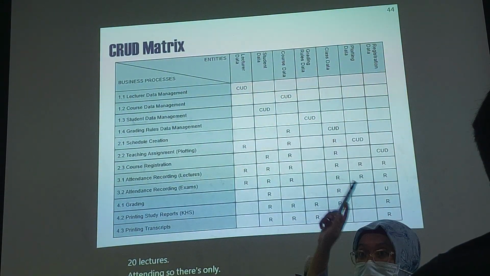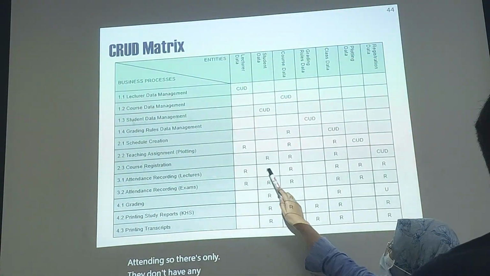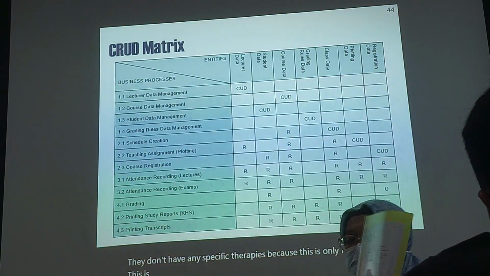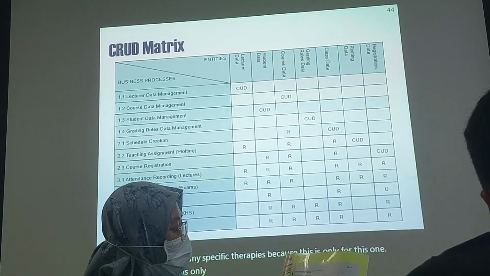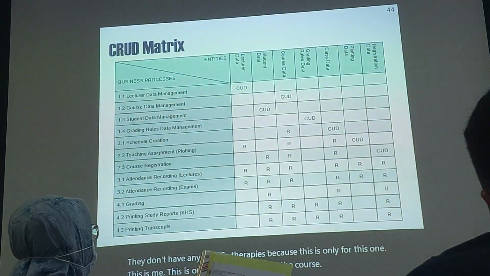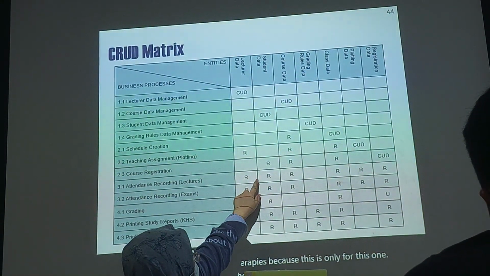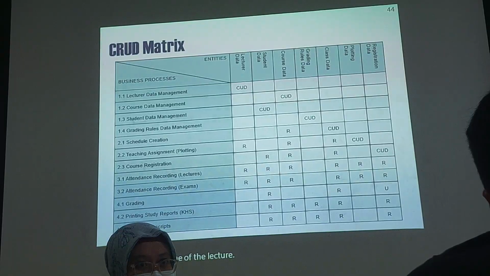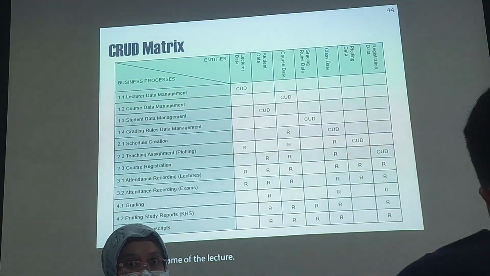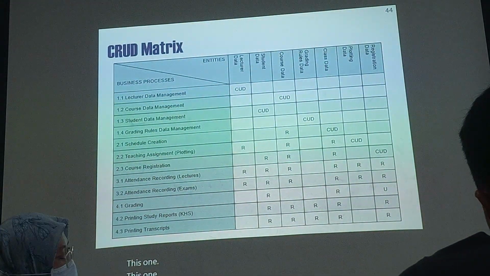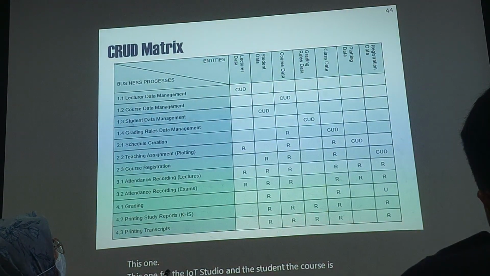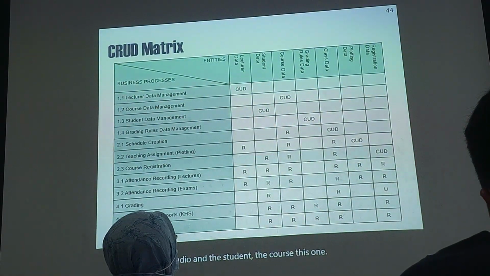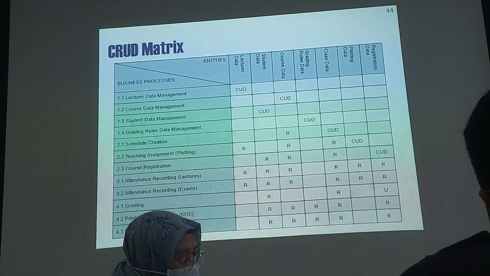They don't have any specific database because this is only read. This one is only read about the name of the course, then the name of the lecture, data student for the ID student, and then data student, the course, this one, and then course data, this one, and then for class data this one.